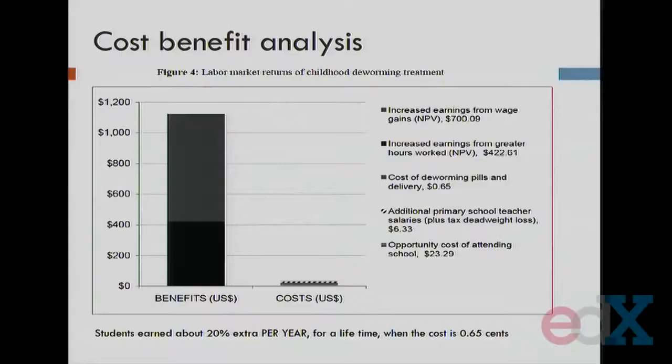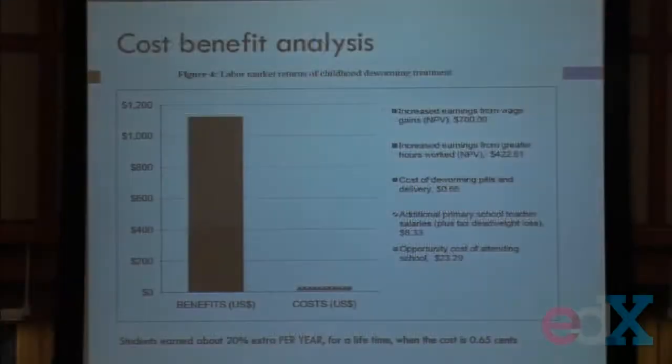So this is that, and this is how much it costs. You need to deliver the pills, $0.65 per year. And that would be like a huge benefit of like $1,500 or $1,100 divided by 65 cents. So that would be pretty gigantic. That's why worms are exciting.